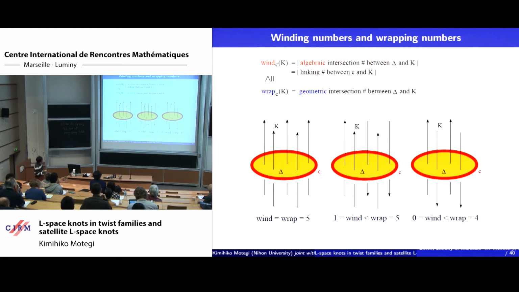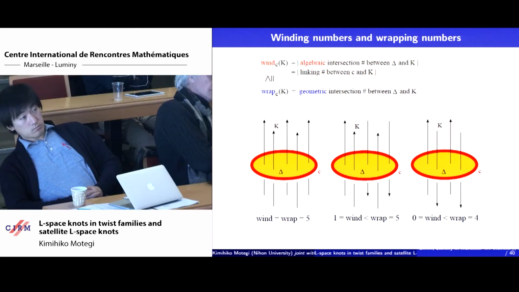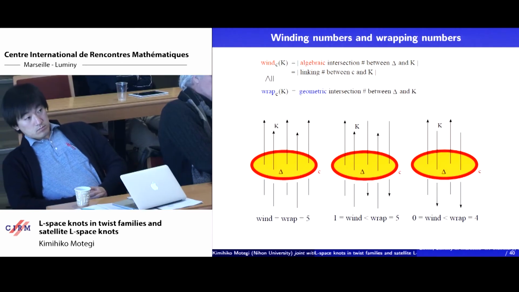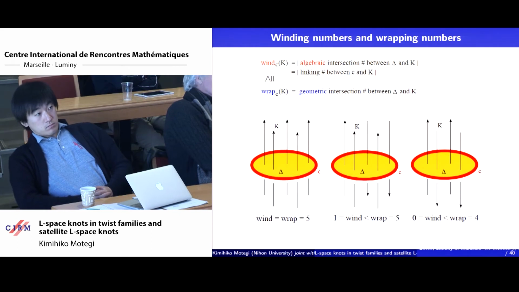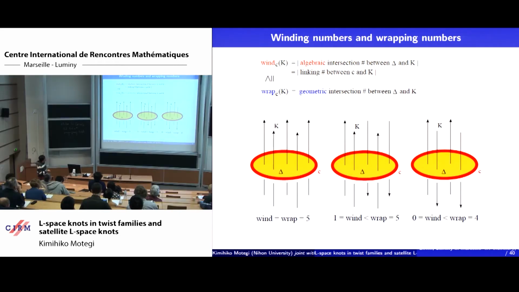In the first picture, K runs in the same direction from the bottom to the top. So in this case, the winding number equals the wrapping number, which is 5. In the second picture, some strands go up and some go down, and the winding number equals 1, while the wrapping number is 5. And in the last one, the winding number is 0 and the wrapping number is 4.